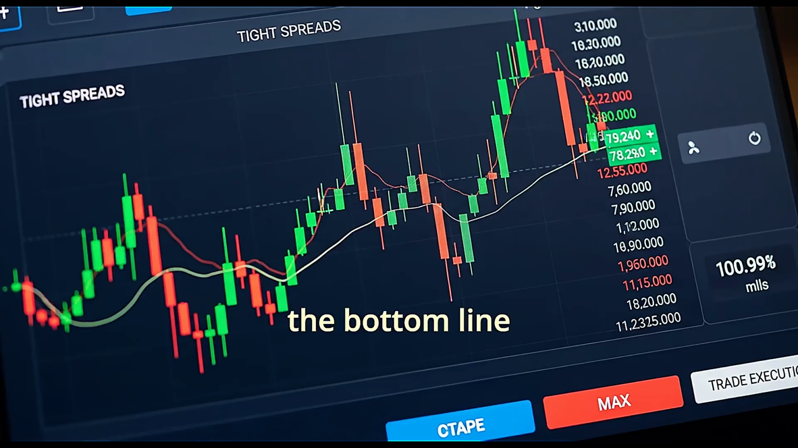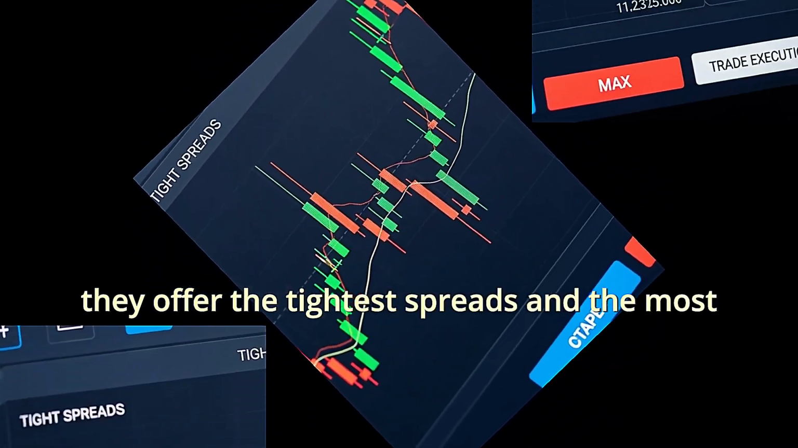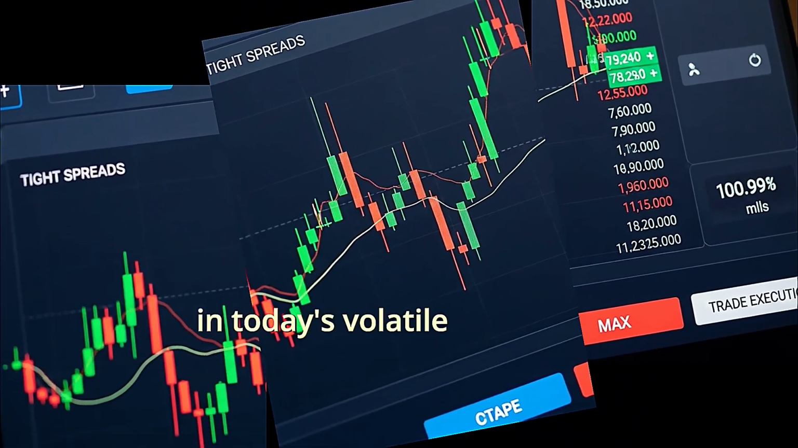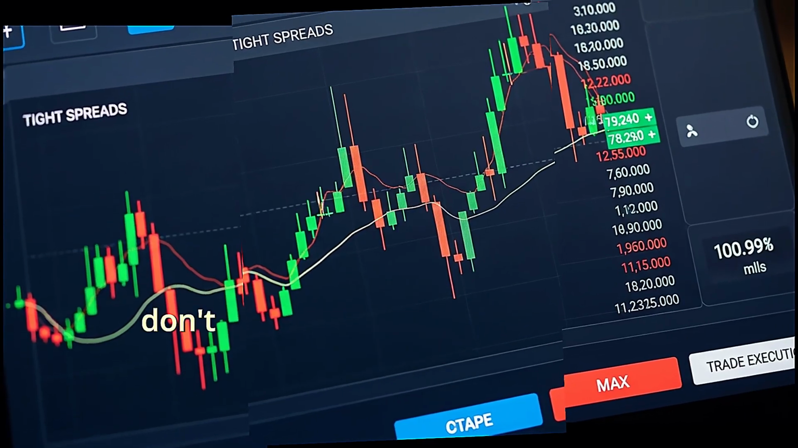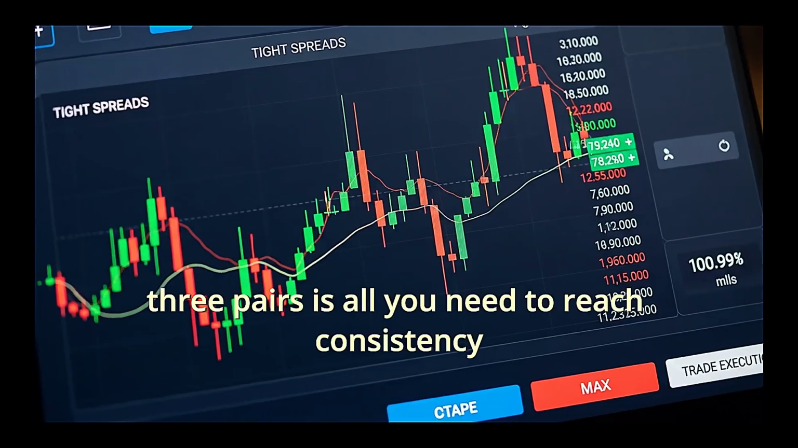The bottom line? If you're a beginner, master the EUR/USD or USD/JPY first. They offer the tightest spreads and the most predictable price action in today's volatile landscape. Don't overcomplicate your watch list. Three pairs is all you need to reach consistency.